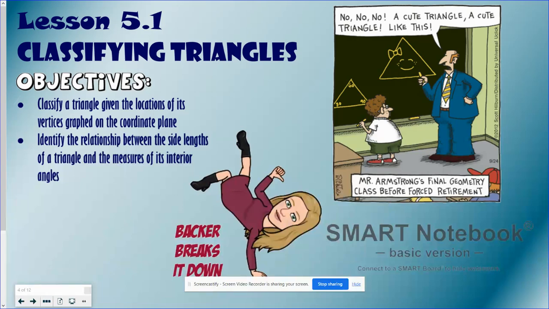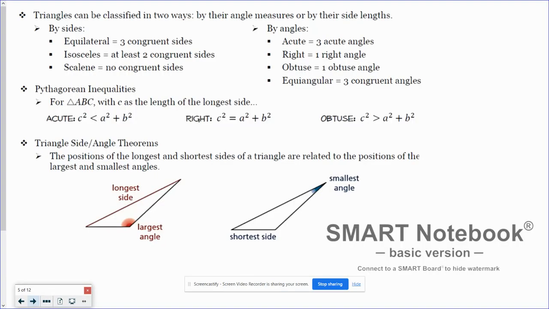In this episode, we are going to be classifying triangles. Now, you may have classified triangles in grade school as equilateral, isosceles, scalene, acute, right, obtuse, and equiangular. Okay, and that's what we're going to do today. But can you tell whether it's acute, right, or obtuse if I just tell you the lengths of the sides? Well, you can use a Pythagorean inequality to do that.